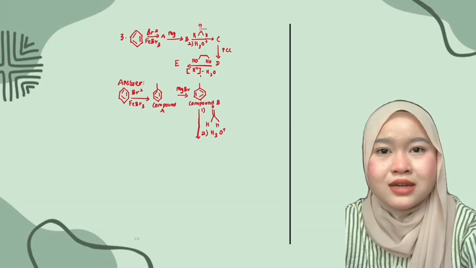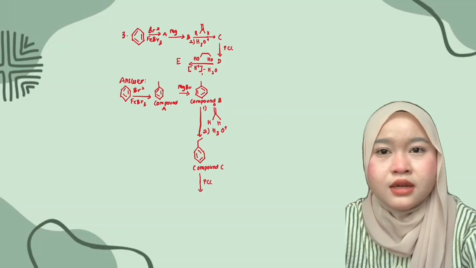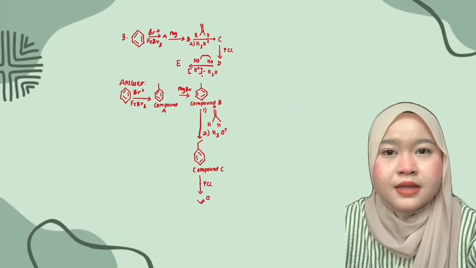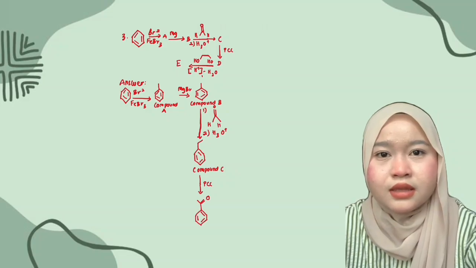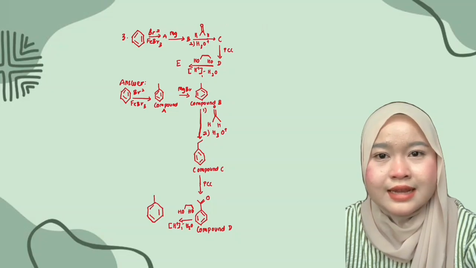Benzyl alcohol C reacts with PCC to produce benzaldehyde D. Benzaldehyde D reacts with ethylene glycol under acidic conditions to produce cyclic acetal E.